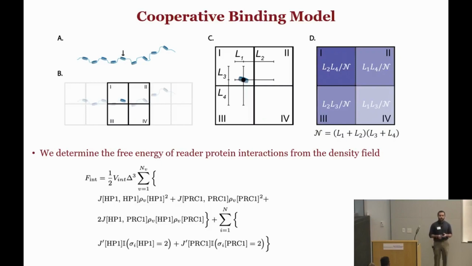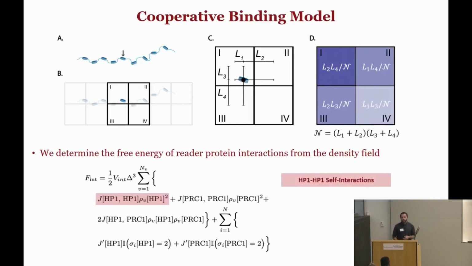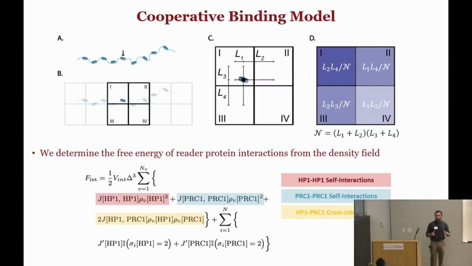So where we have larger concentrations of our reader protein, we tend to have more interactions, and that leads to a larger contribution to the interaction energy. So the interactions originate from HP1-HP1 bridging. We have our PRC1 oligomerization, and then we're introducing this HP1-PRC1 cross interaction, which gives us a variable we can tune over the course of the simulation.